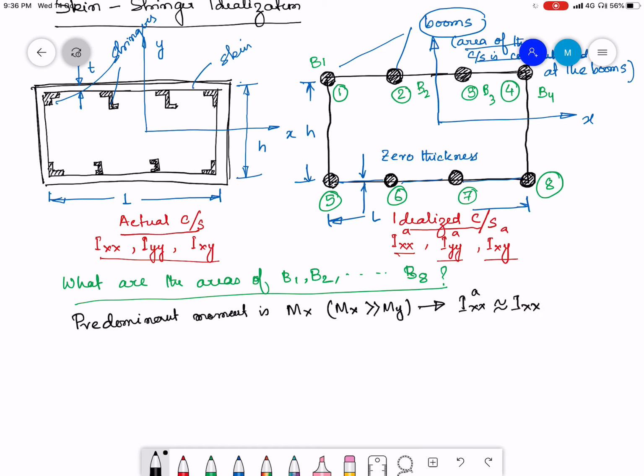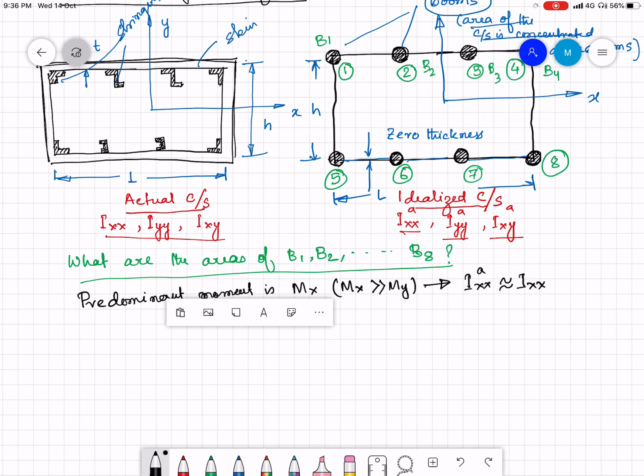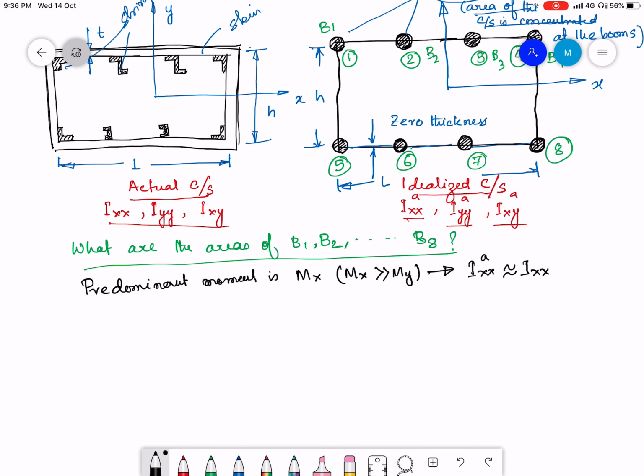Okay. So this is one of the philosophies which could be adopted to find out the areas of the boom. So let us now go ahead with this philosophy and look further into the process of finding out the area of the boom. Suppose I consider the web portion of the above cross section. So this is the web portion.